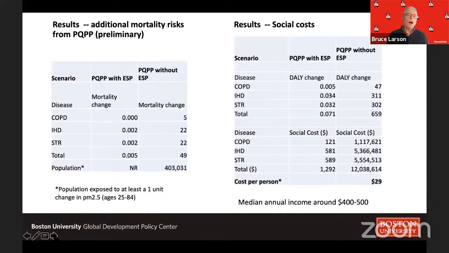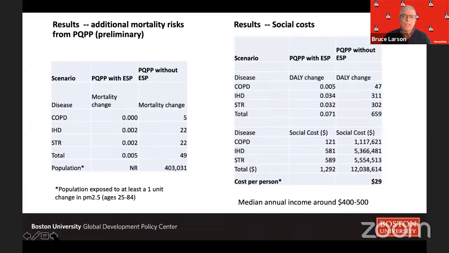So our main results are in the left-hand table for mortality risk. Essentially, the Port Qasim power plant with functioning electrostatic precipitators has essentially no health risks, no mortality change in the population. Without the electrostatic precipitators, however, we're going to get some mortality risks, mainly through heart disease and stroke, that we estimate to be 49 people, an increase in mortality risk equivalent to 49 additional deaths in a population of cells that had an effect from this factory of at least 1 microgram per cubic meter change in PM2.5. That part of the study is a 400,000 population of people aged 25 to 84. In our overall study region, I think our population is slightly over 1 million in this age category.